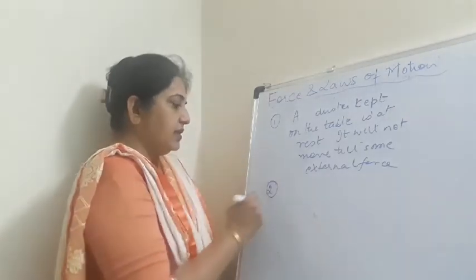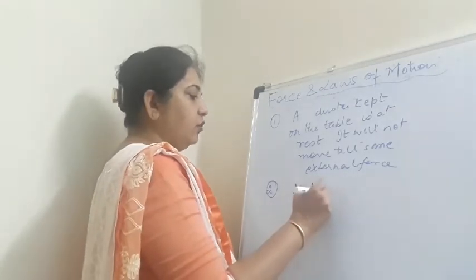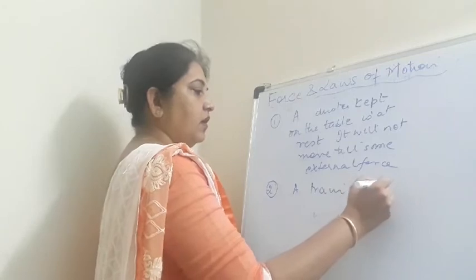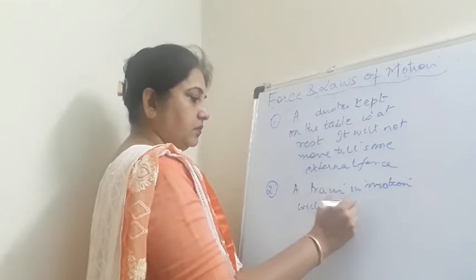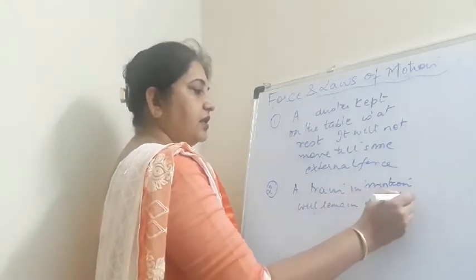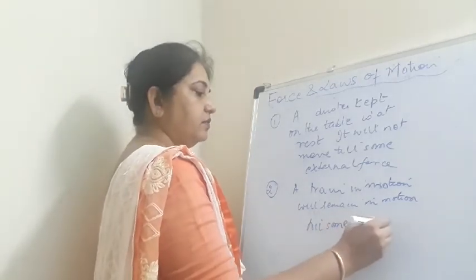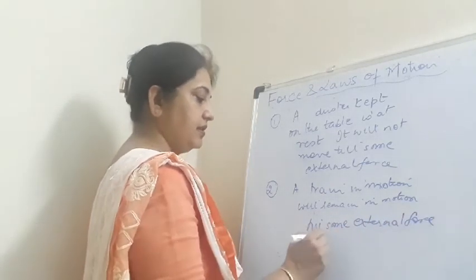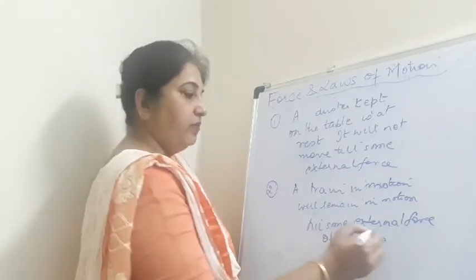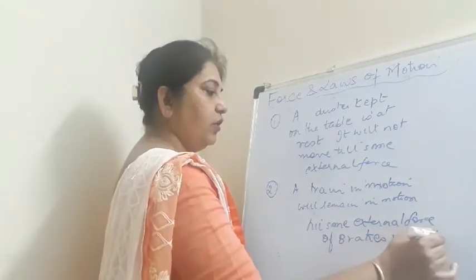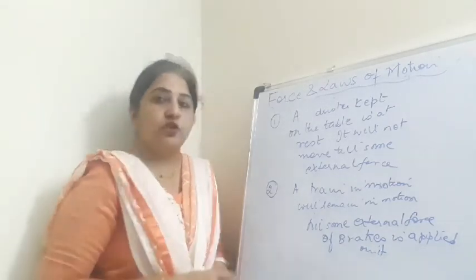Then you can take an example of a train in motion. A train in motion will remain in motion till some external force of brakes is applied on it. You know there are brakes, till the force of brakes is applied on it. So these are some examples of the first law of motion.